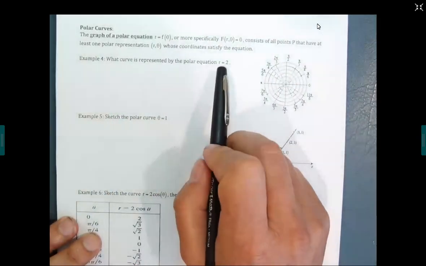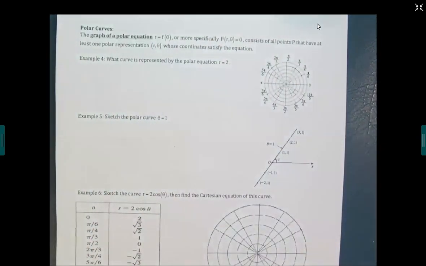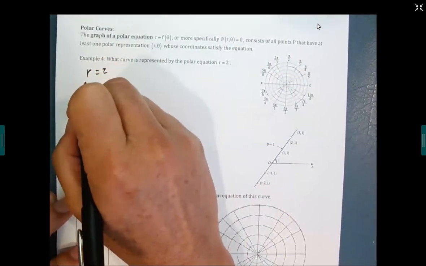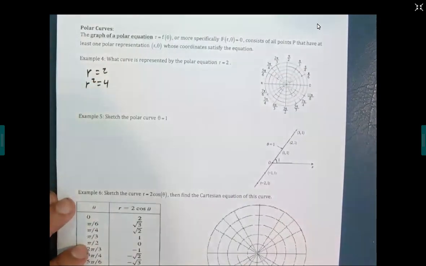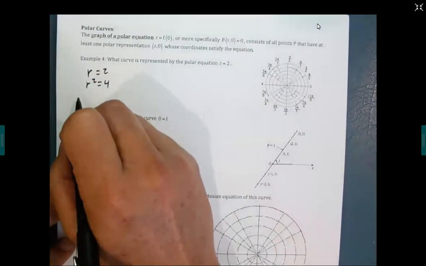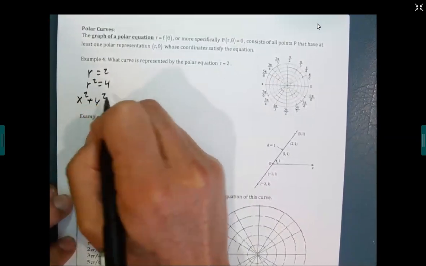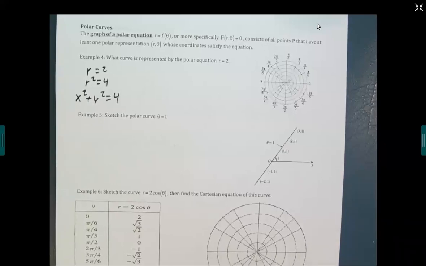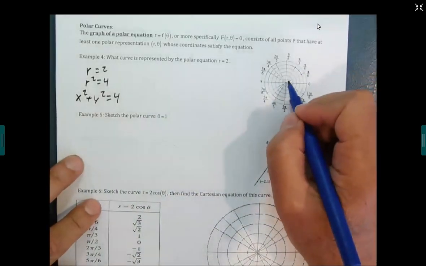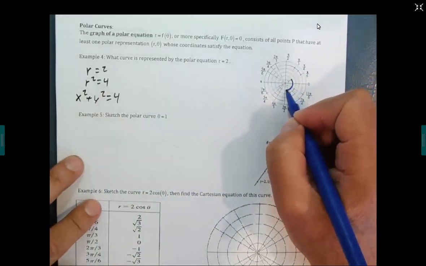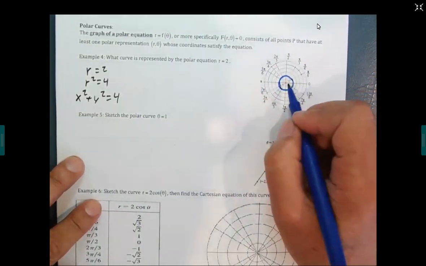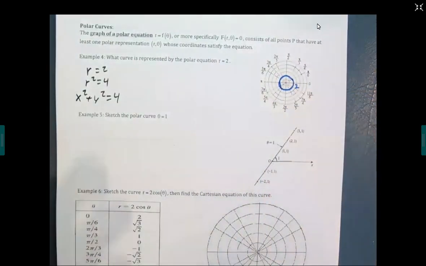What curve is represented by the polar equation r equals 2? Well, let's talk about that. r equals 2. If I square both sides, r squared is x squared plus y squared, in this case, equals 4. So that's going to be a circle centered at the origin with a radius of 2. 1, 2. And again, that's a radius of 2.